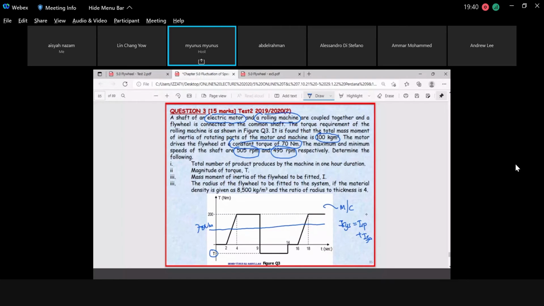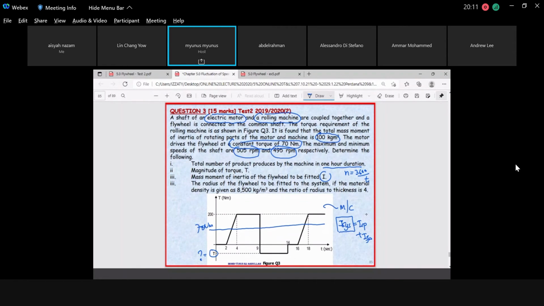So determine the following: number of products produced by the machine in 1 hour. Remember, 1 hour. So you have n is equal to 3,600 divided by time for one period. Sorry, it's not one period, for one cycle. The other one is what will be the magnitude of T. We need this one. Then only the mass moment of inertia of the flywheel, this one, the I flywheel, because then only you know what will be the I system.